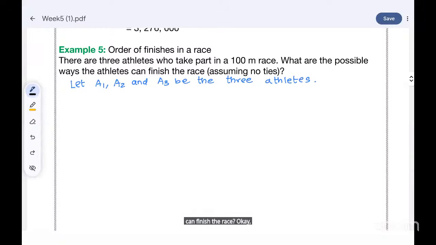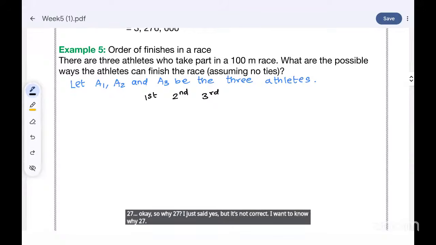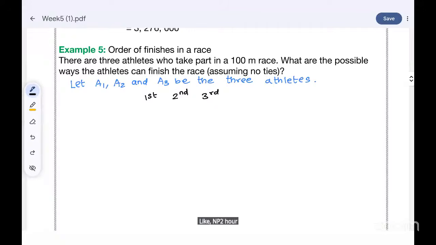Okay, so 27. Yes. 27. Okay, so why 27? I just said yes, but it's not correct. I want to know why 27. Like the nPr concept. One man can't hold all 3 positions. See, that is a different concept.